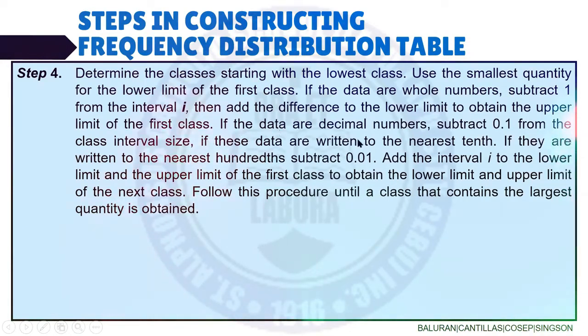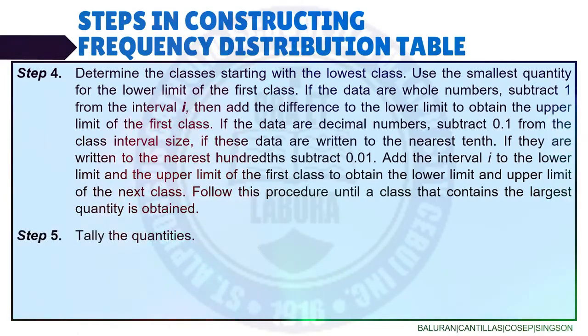If the data are decimal numbers, we have to subtract 0.1 from the class interval size if these data are written to the nearest tenth. If they are written to the nearest hundredths, subtract 0.01. Add the interval to the lower limit and the upper limit of the first class to obtain the lower limit and upper limit of the next class. Follow this procedure until a class that contains the largest quantity is obtained.